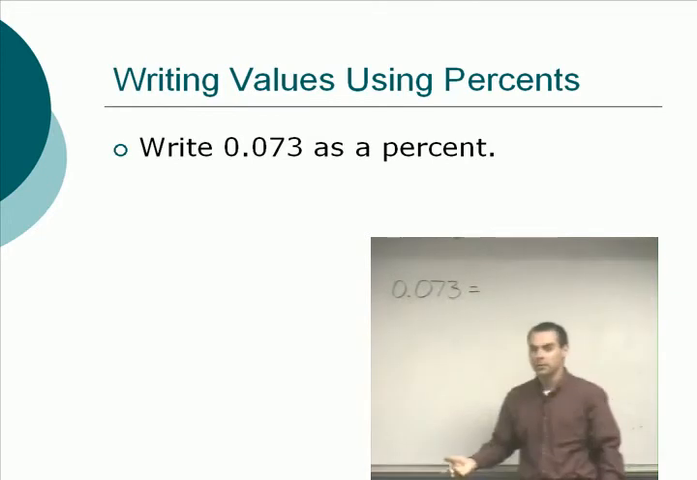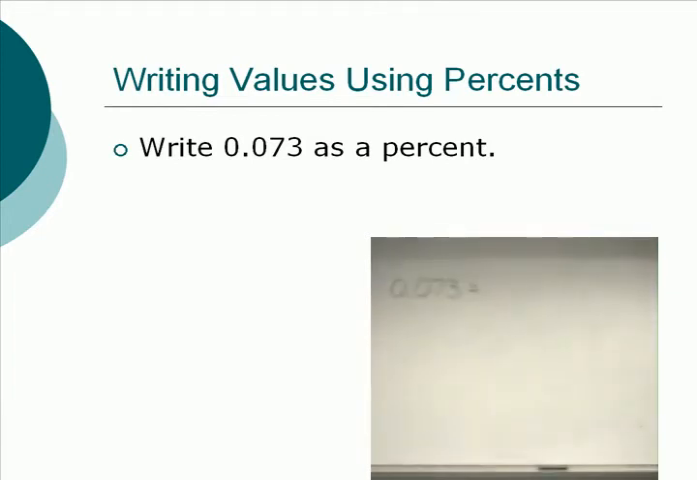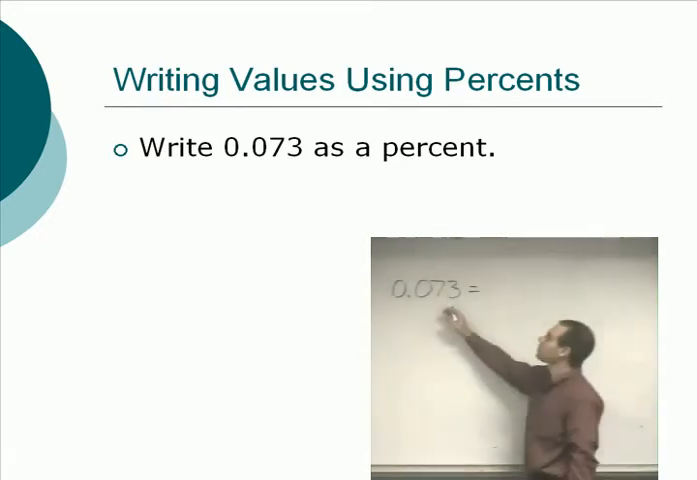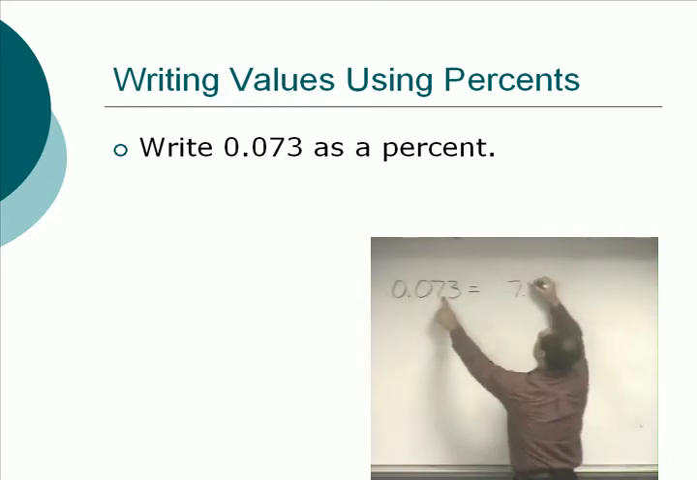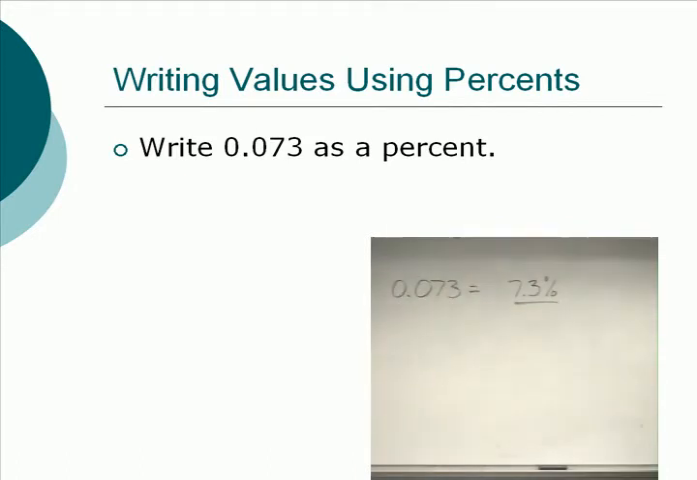Okay, well, if you're going to a percent, you move the decimal towards the percent sign, or to the right. So, of course, 0.73, you move it towards the percent sign, which will make this 7.3%. Piece cake.